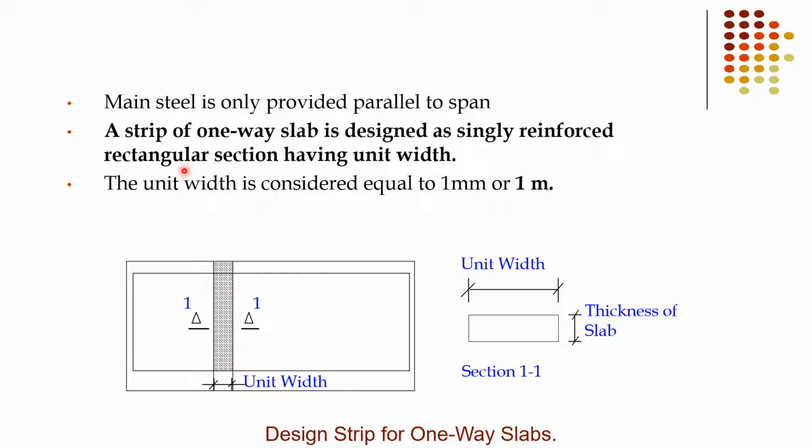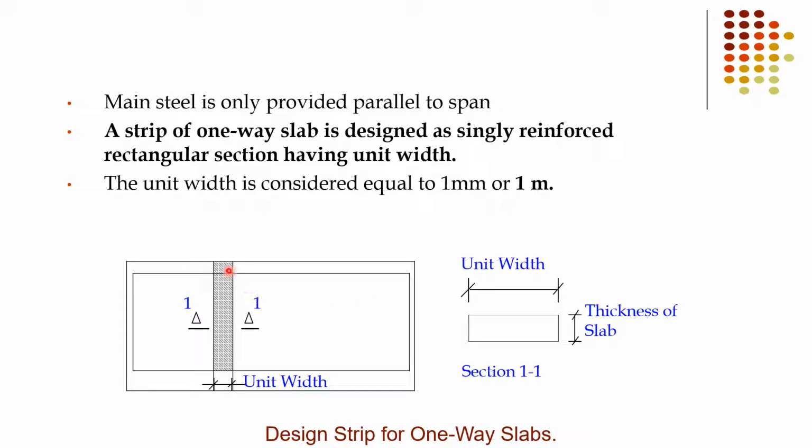And for the designing of any slab, we consider the 1 meter strip concept. So what is that? A strip of one-way slab is designed as a singly reinforced rectangular section having unit width. So here is a one-way slab. In the shorter span where the main steel will come, we take a 1 meter strip. Here the width is 1 meter, and in the shorter span, here is the cross section, 1 meter width, and height will be the thickness of the slab. This section we will design as a singly reinforced rectangular section whose width will be 1 meter and whose thickness will be the thickness of the slab.